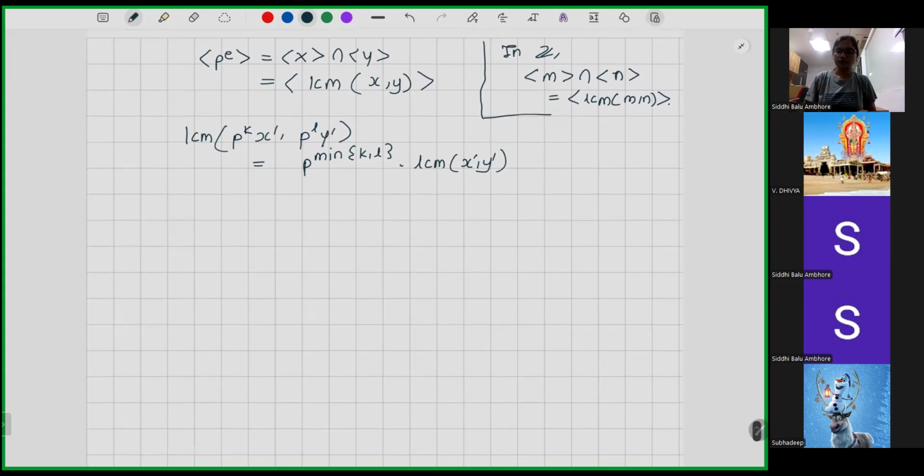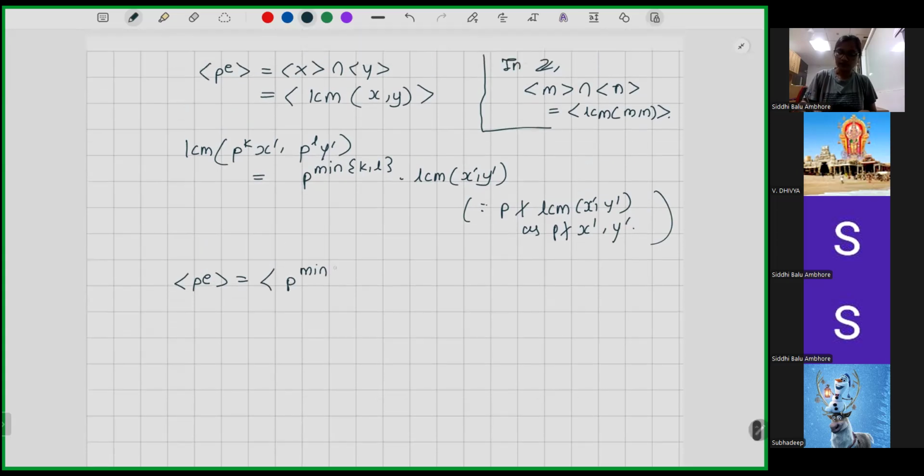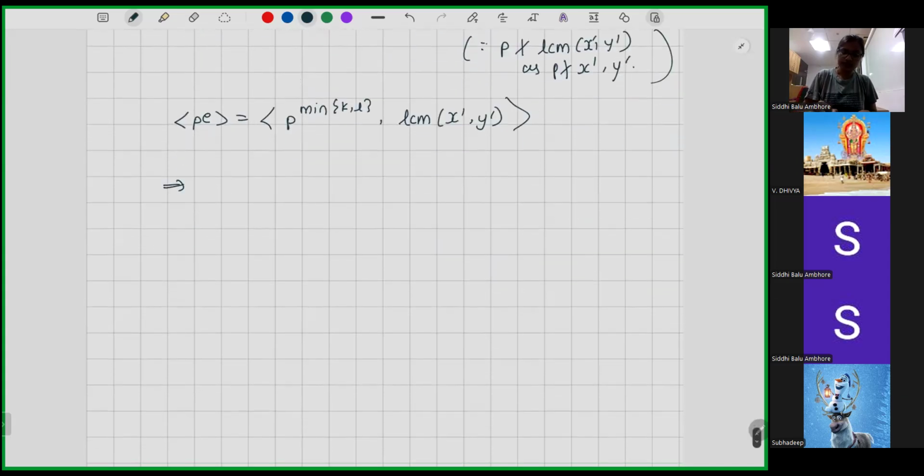This is because p does not divide the LCM of x dash and y dash. But p power e is exactly equal to this, I mean, that's what we have here: p power minimum of k comma l times the LCM of x dash comma y dash. And so this implies that the minimum of k comma l becomes e.